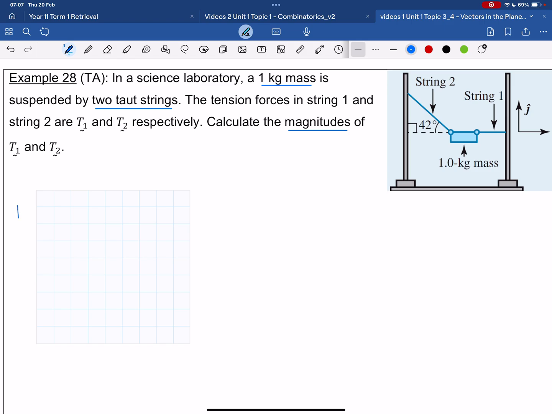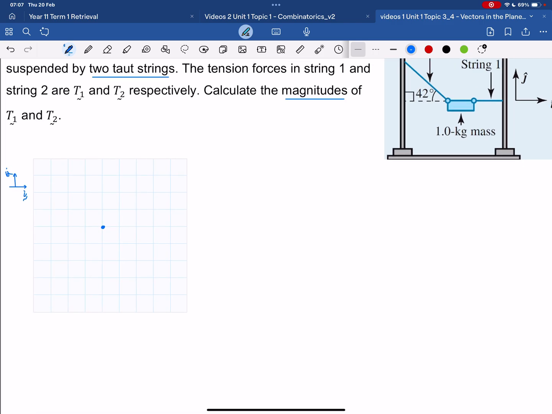So we're going to have a reference to our I and J. And here is our mass. And our mass has a weight force acting down. And that's going to always be mg. Okay. And it's not resting on a surface. So that means that there is no normal force acting on that object.